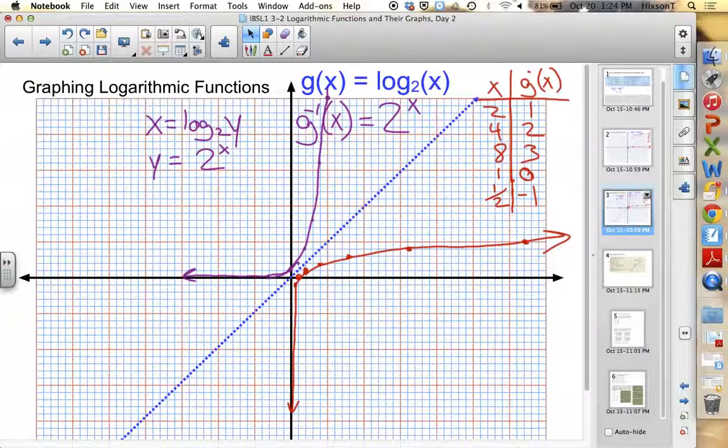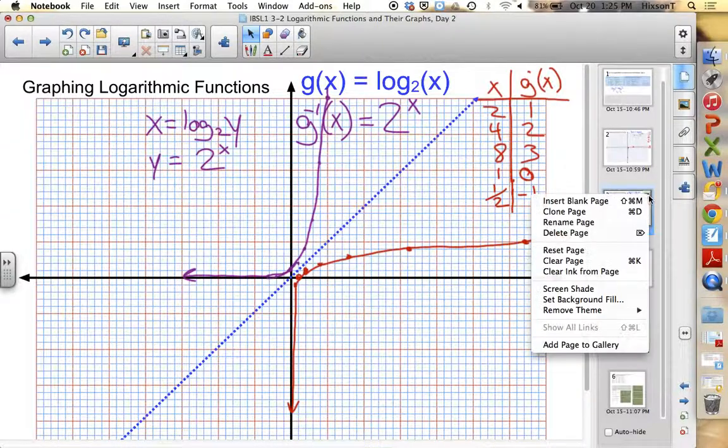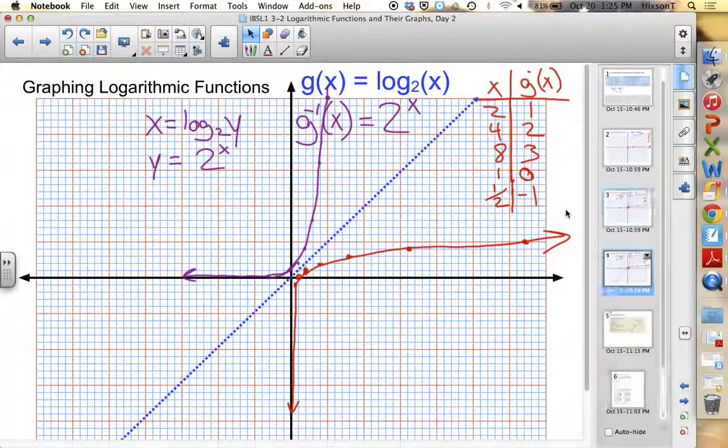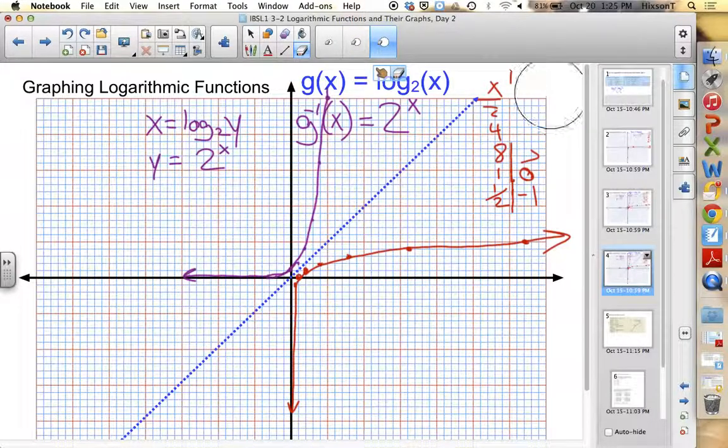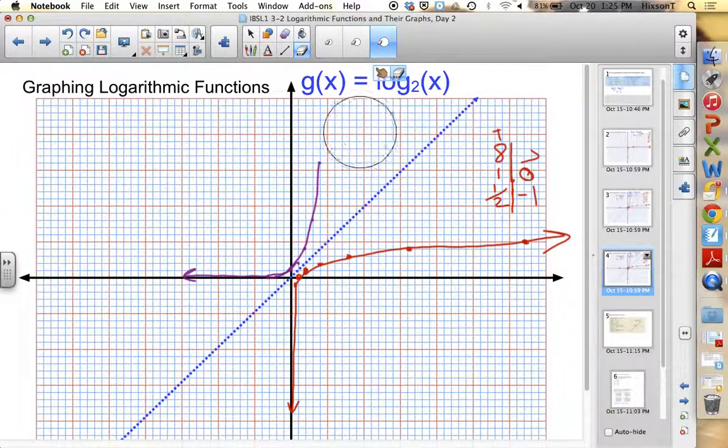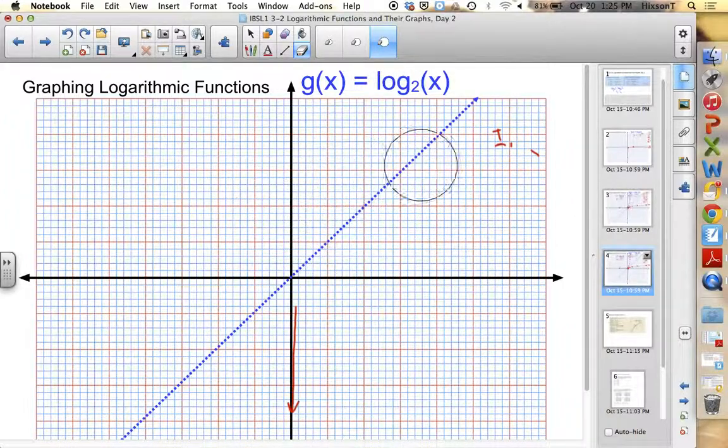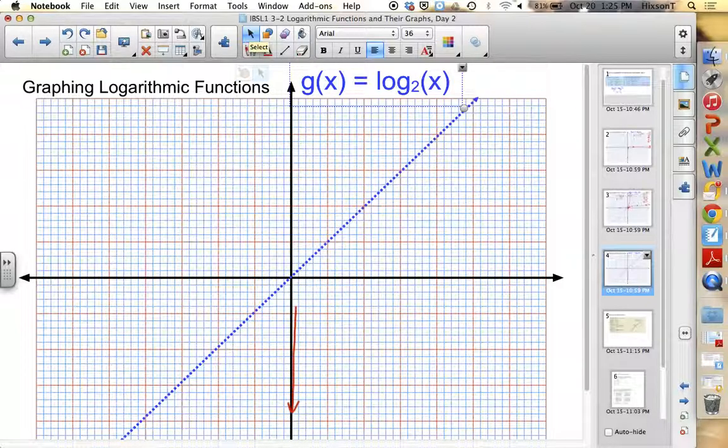Are there any questions? Okay. All right. You want to try one more? Try one on your own. Let's do a different one. Let's kind of put it all together.